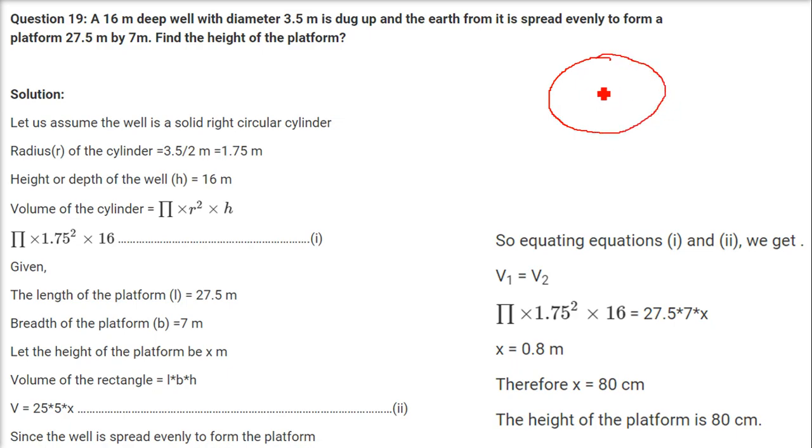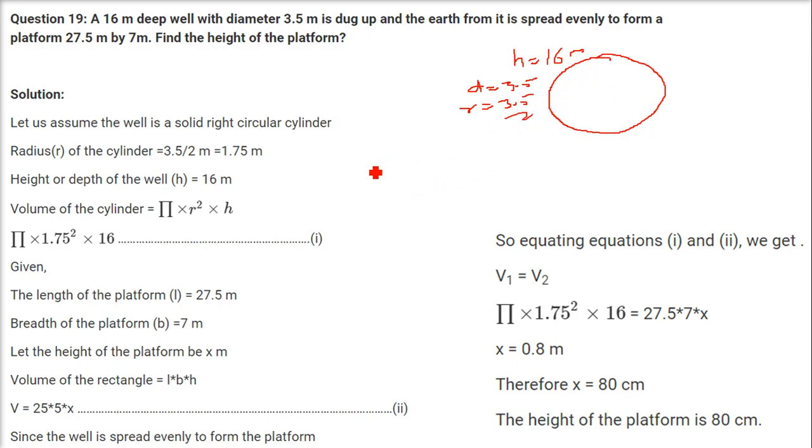there is a well, or you can say a pot which is being dug up. It is 16 meter deep, so the height is 16 meter. Diameter is 3.5, so radius will be 3.5 by 2. This is radius. Now this is a cylinder. When you dig up a well, it looks like a cylinder.